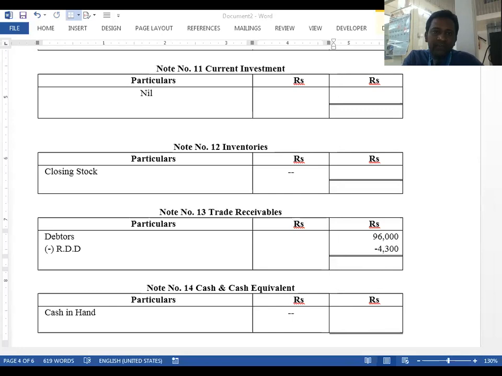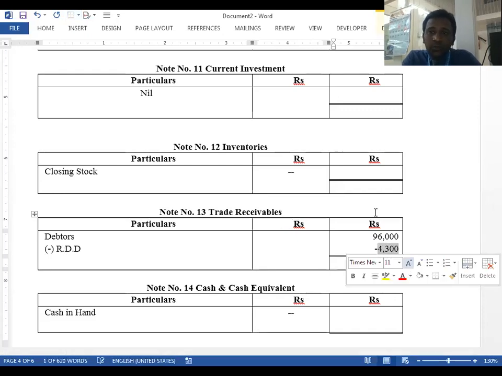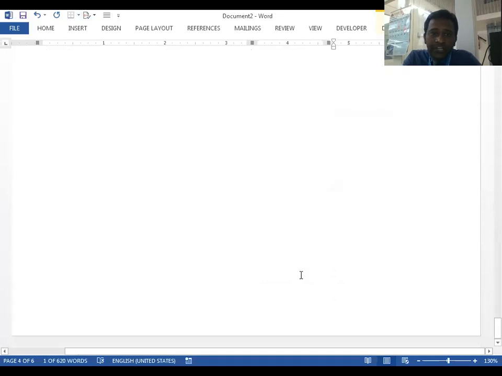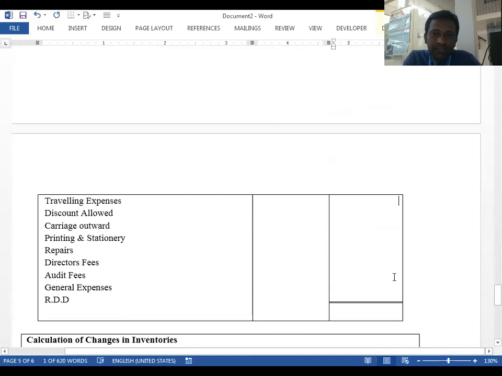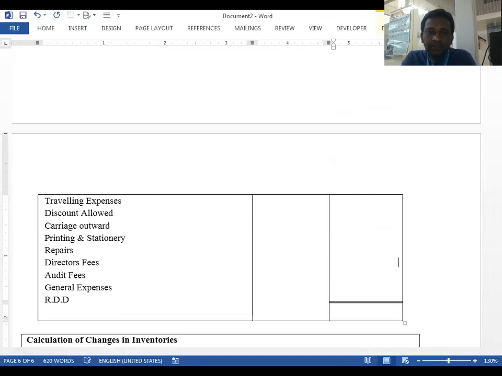Okay, very good. 91,700. First effect of RDD is less from debtor under the notes trade receivable from the debtor. And second effect, transfer this RDD to notes number 21. Notes number 21 here. RDD. See. Okay, RDD 4,300.